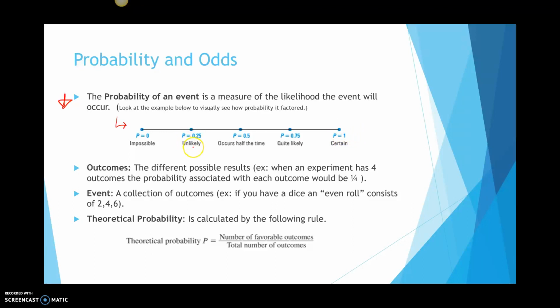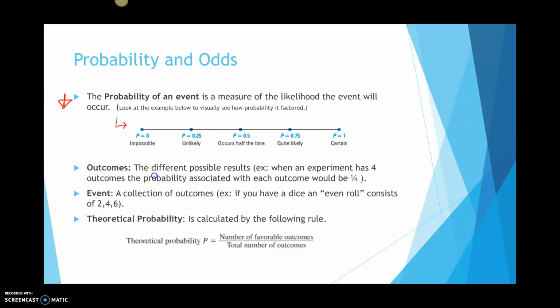0.25, that's unlikely to occur. If we're at the 50 mark, that occurs half the time. 75%, when the probability is about 75, that's quite likely to happen. And when it's 100% occurring, then it's certain to happen.